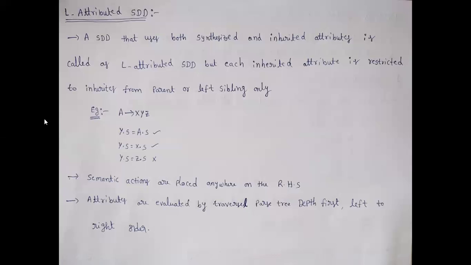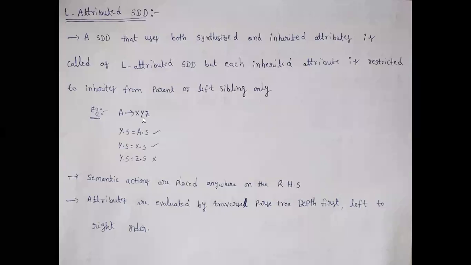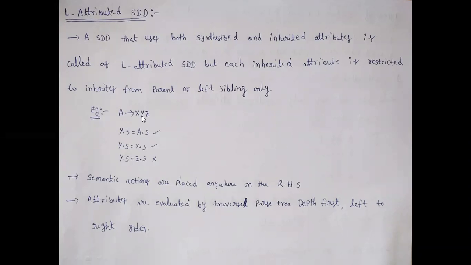Okay, so let us consider this example. A produces X, Y, Z. So we are using L attributed syntax directed definition. We are considering Y. Y is a terminal or non-terminal, whatever it is.